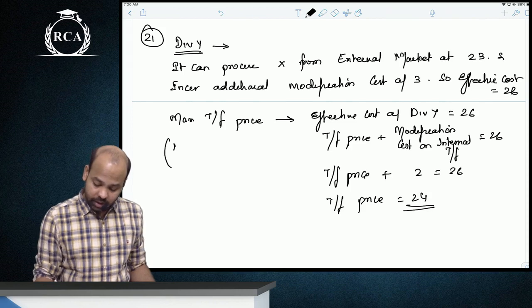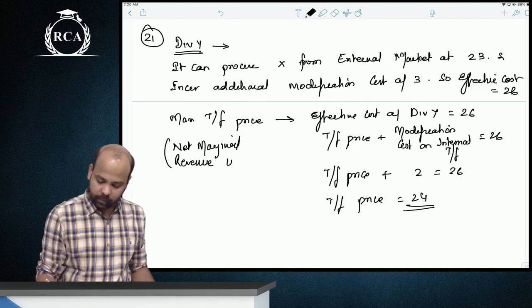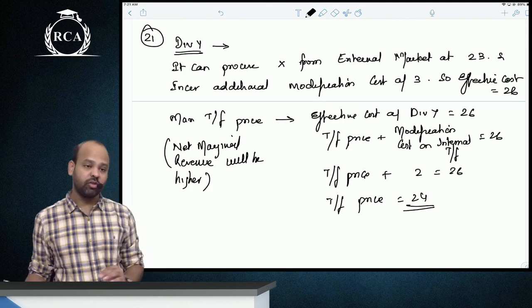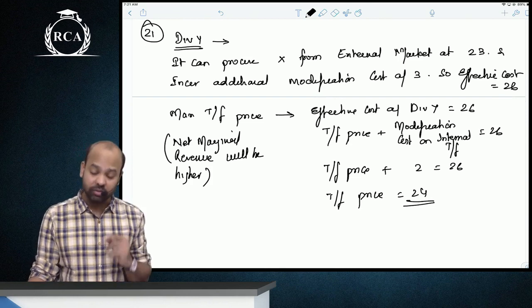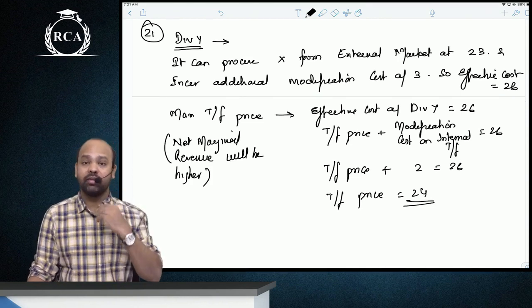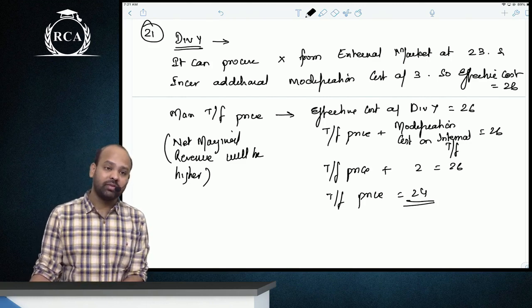Let us not forget that their net marginal revenue will be higher. So net marginal revenue you can ignore, beta. You can just directly go on the basis of procurement cost. So division Y's maximum transfer price would be 24 rupees. They will not offer us anything more than 24 rupees, as far as division Y is concerned.